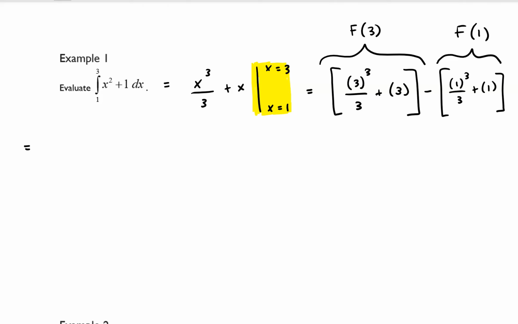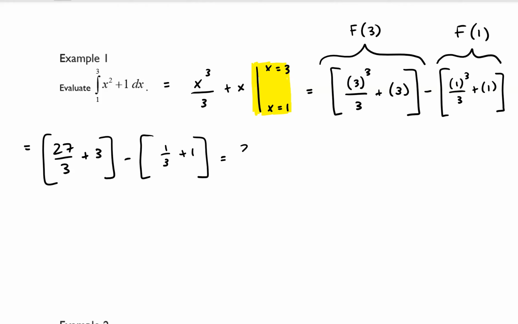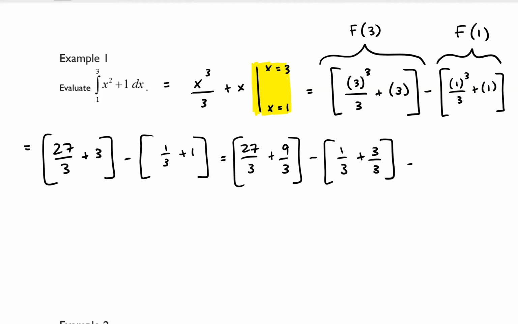So let's go ahead and simplify that. 3 cubed is 27. And then 1 cubed, so we have 1/3 plus 1. And then we want everything to have a common denominator. So this is going to be 27/3 plus 9/3 minus 1/3 plus 3/3. And that's going to end up being 36/3 minus 4/3, which ends up being 32/3.